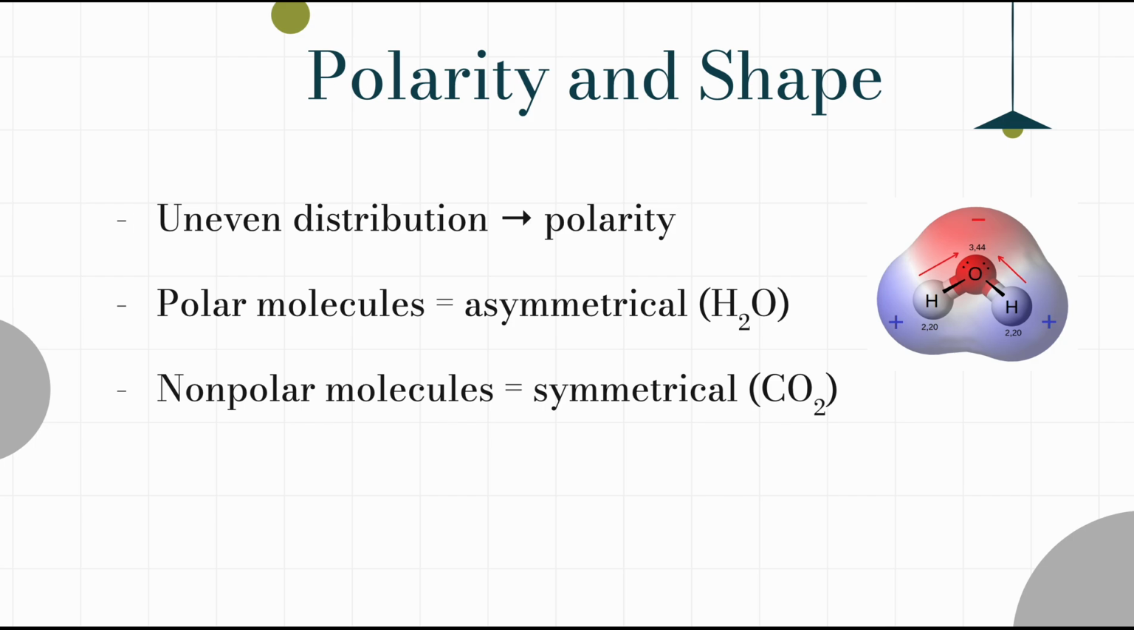Now let's talk about polarity and molecular shape. Molecular shape affects polarity, which influences properties like boiling points and solubility. Polarity causes an uneven distribution in a 3D shape. Polar molecules, like water, are asymmetrical. As you can see here, you have partial positives on these hydrogen atoms and a partial negative on this oxygen atom. This creates an asymmetrical 3D shape as these bonds are getting pulled more towards this oxygen as it's pulling electrons more towards it. However, nonpolar molecules, like carbon dioxide, are symmetrical in their 3D shape.